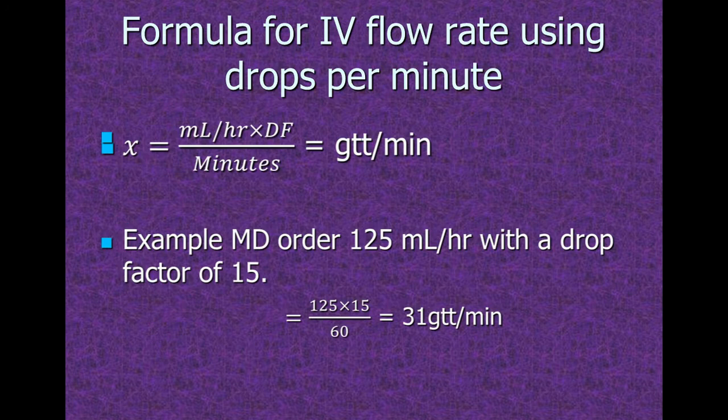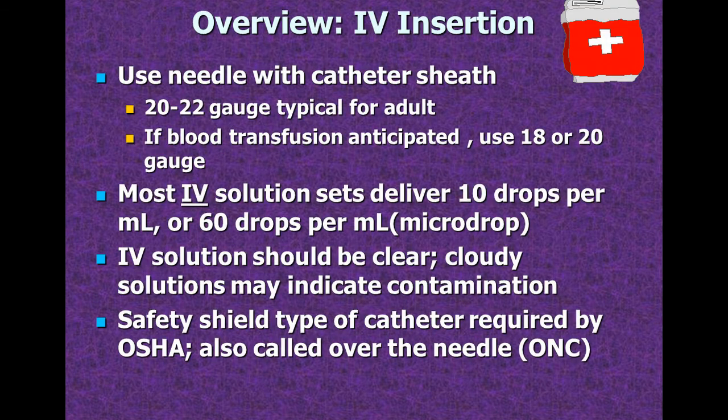There is a formula for IV flow rate using the drops per minute. The example that I'm showing you is there is an MD order for an IV to be infused at 125 milliliters an hour with a drop factor of 15. So you would multiply the 125 times that drop factor and divide it by minutes to obtain the drops per minute rate. Most IV solution sets deliver 10 drops per milliliters or 60 drops per milliliter, which is a micro drop.